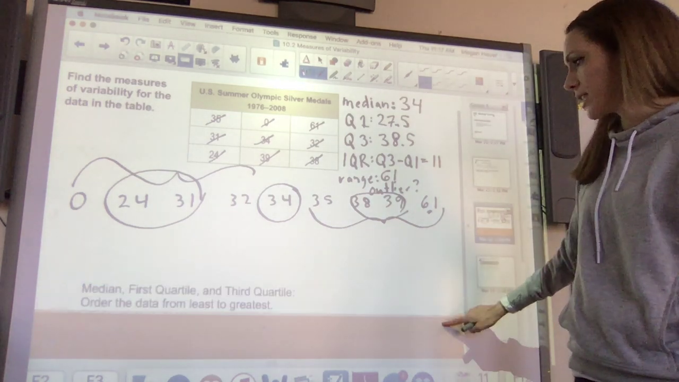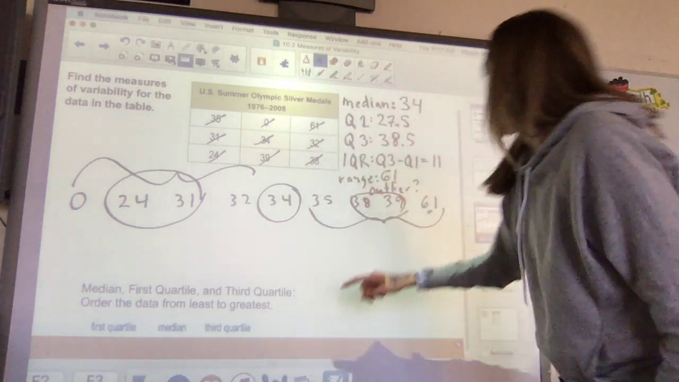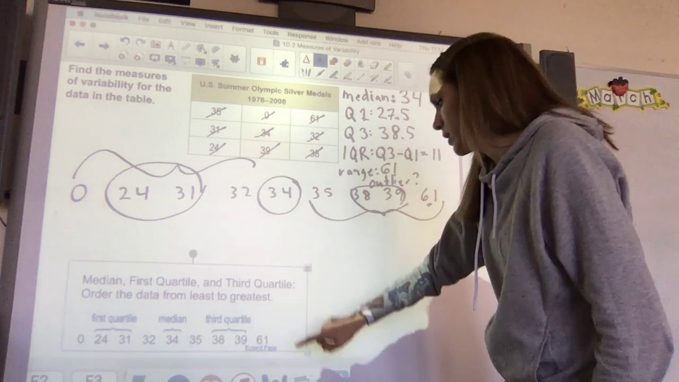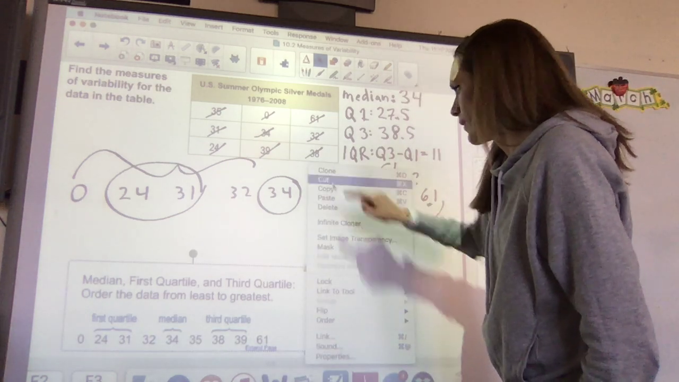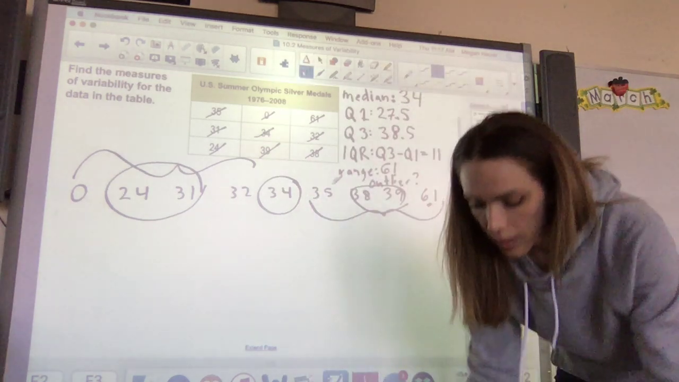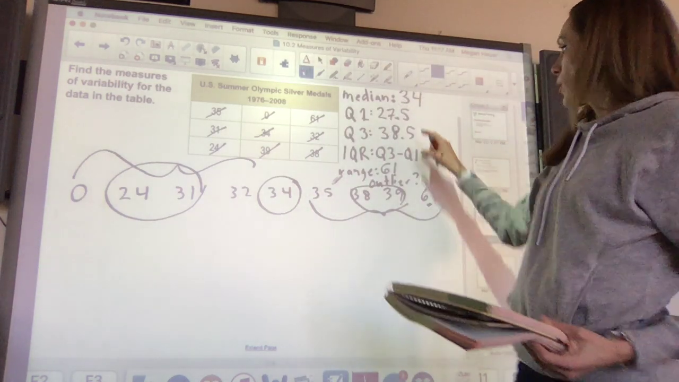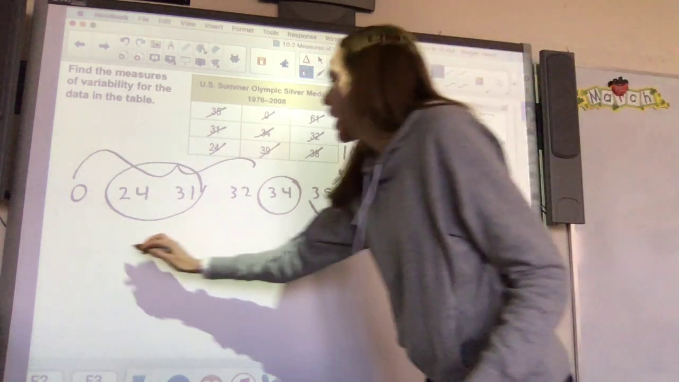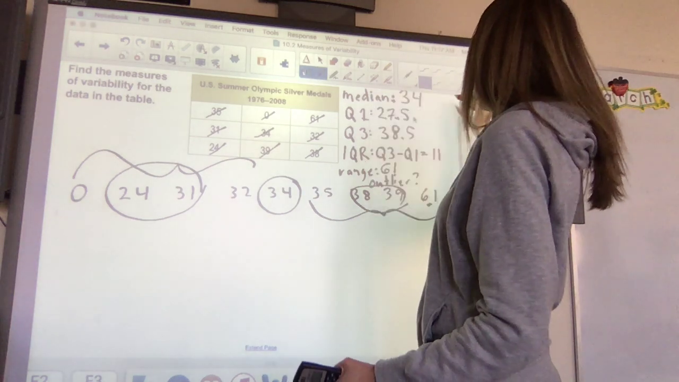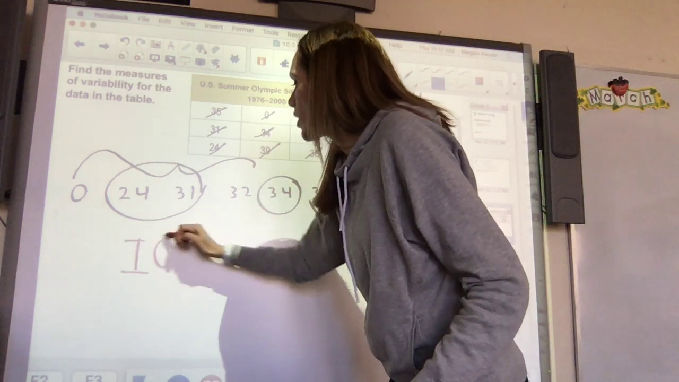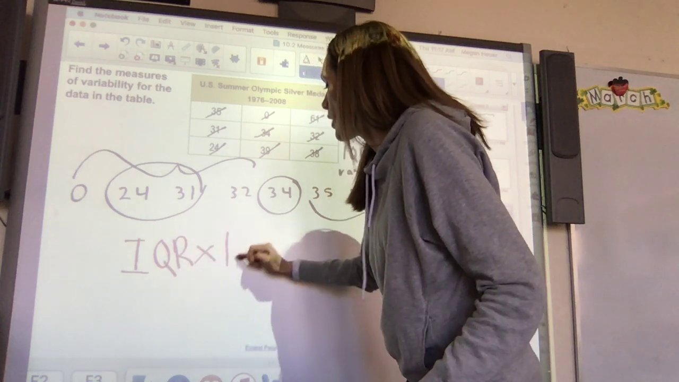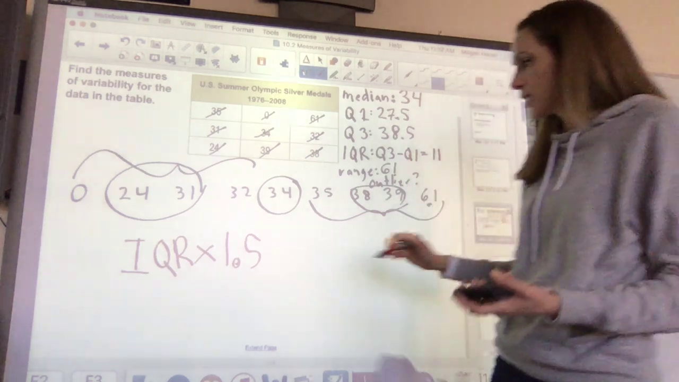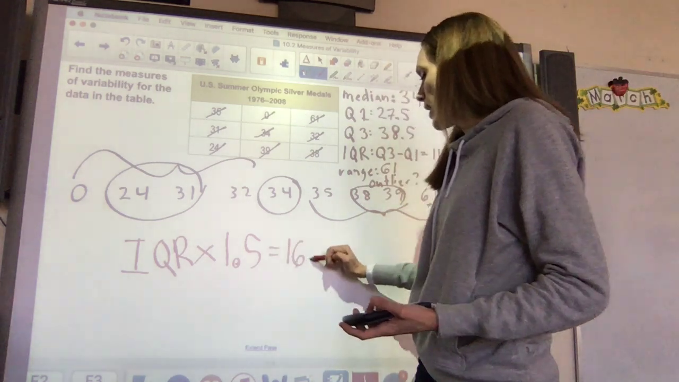So what you do to see if there's an outlier, I'm going to move this down real quick so we have some space. Let me delete that. You find the interquartile range. We know our interquartile range is 11. You multiply that. So you do the IQR, I'm going to do this in red so it's easy to see, you're going to do the IQR times 1.5. So in this case, we're going to do 11 times 1.5, which is 16.5.